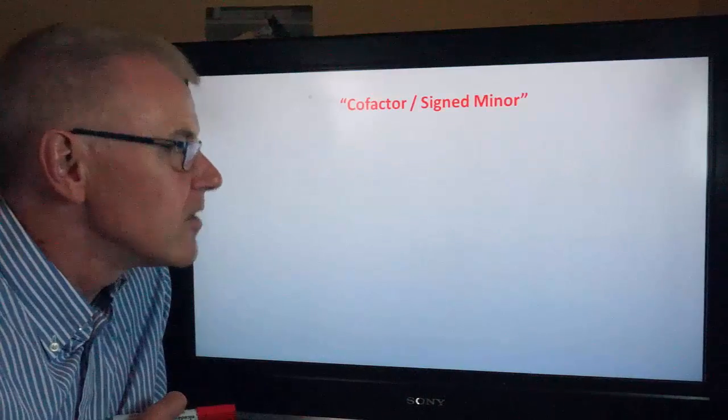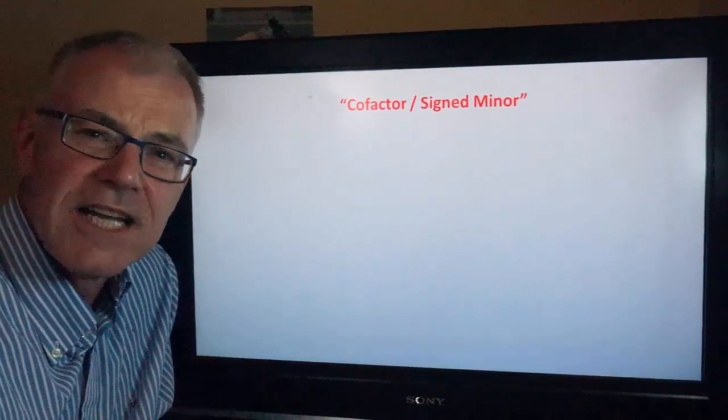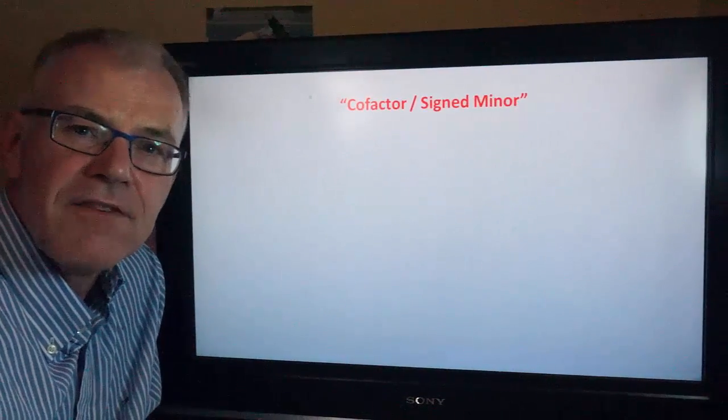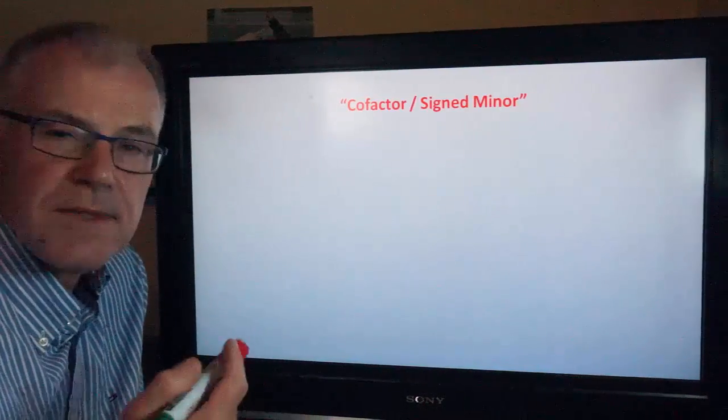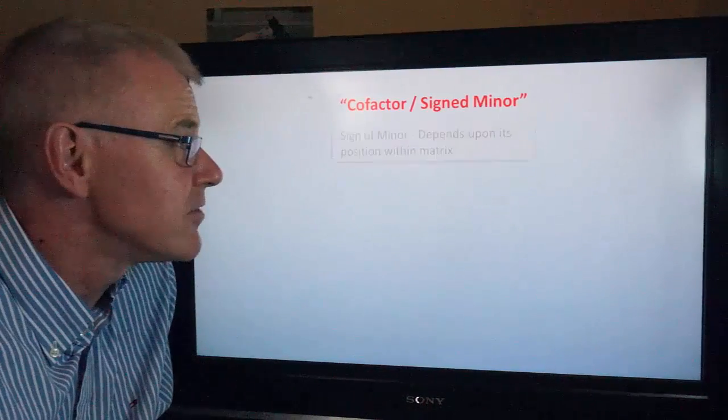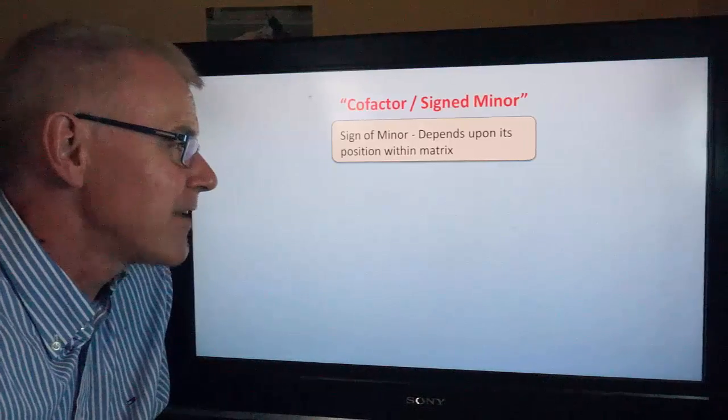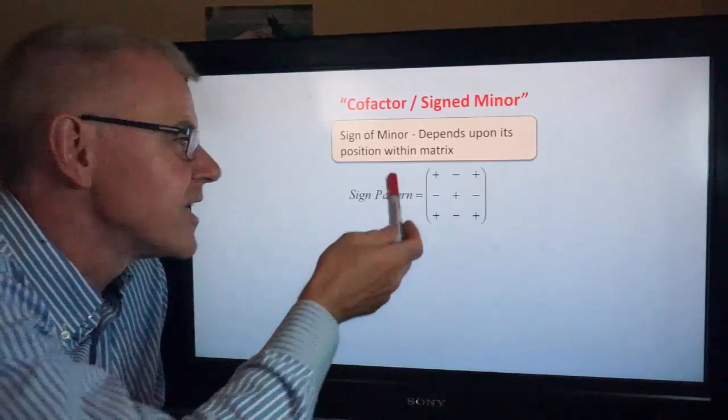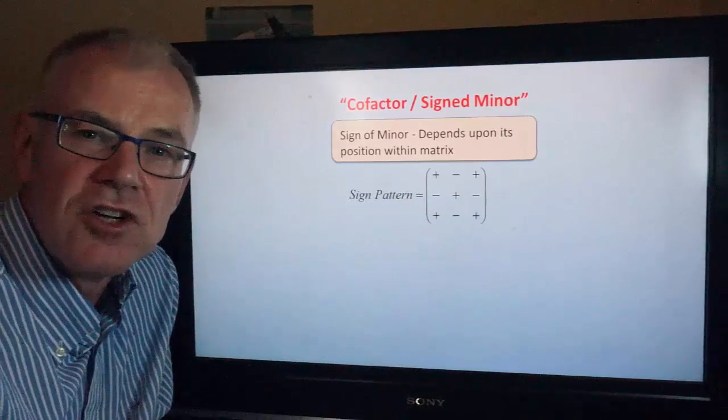Now we also need to look at the cofactor, or the sign of a minor. Now the sign of a minor depends on its position within the matrix. And that pattern is given as follows, and it alternates between plus and minus as shown.